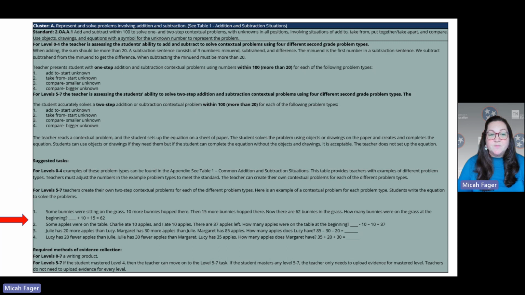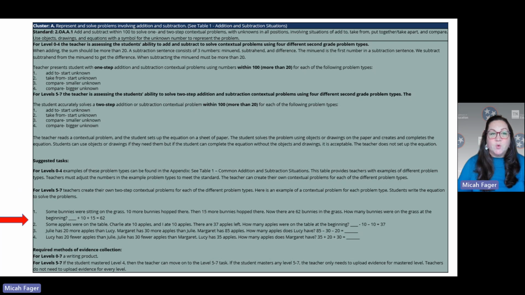So the first example: some bunnies were sitting on the grass and 10 more bunnies hopped there. Then 15 more bunnies hopped there. Now there are 62 bunnies in the grass. How many bunnies were on the grass at the beginning? So for example 1, there are 2 actions that happen, so it is a two-step contextual problem. There is also the beginning unknown, the start unknown, and it is an add to problem. An example of the equation is listed there.